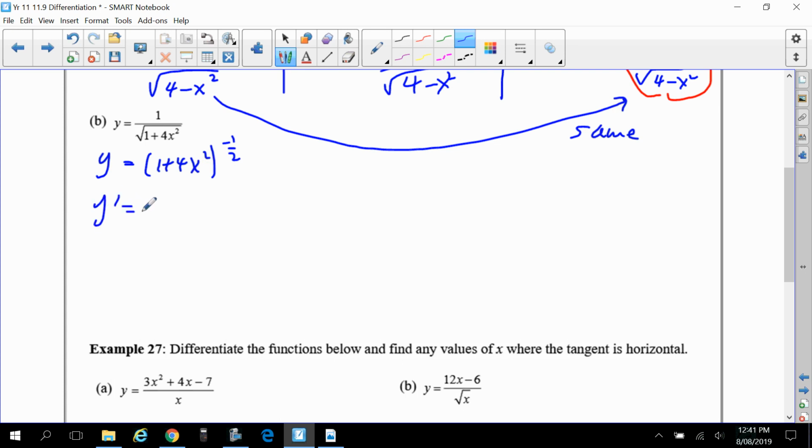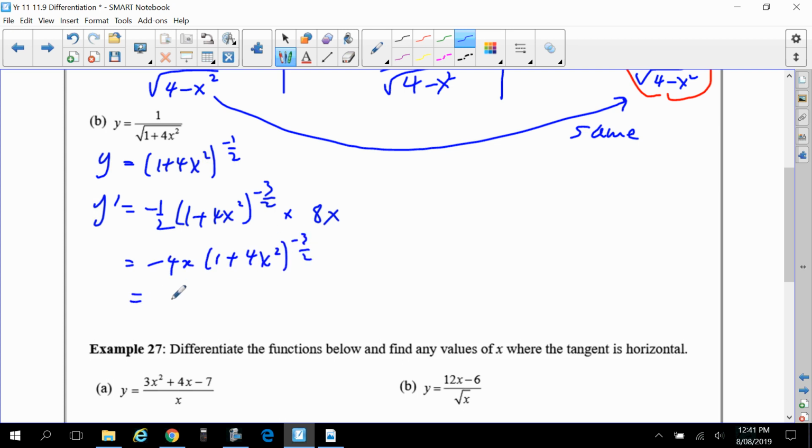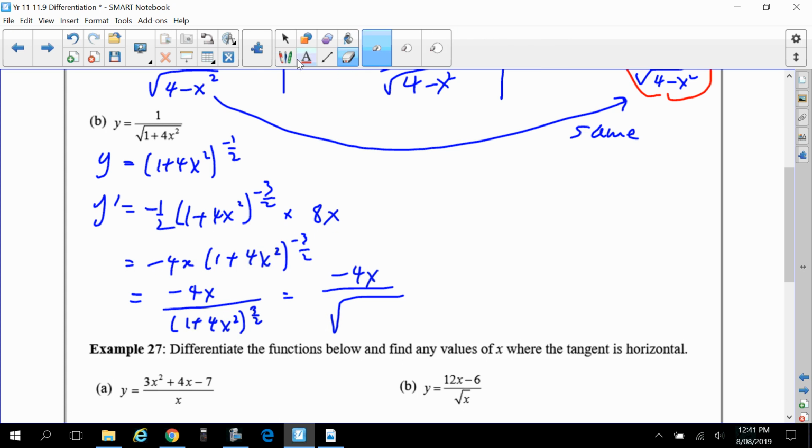Right, so we'll do y dash is negative half, 1 plus 4x squared to the power negative 3 over 2, times 8x, right? 2 and 8 get cancelled, you get negative 4x. And then the negative goes down over 1 plus 4x squared to the power 3 over 2. Therefore, you get negative 4x over... oh, not cube root, sorry, it's a square root cubed.